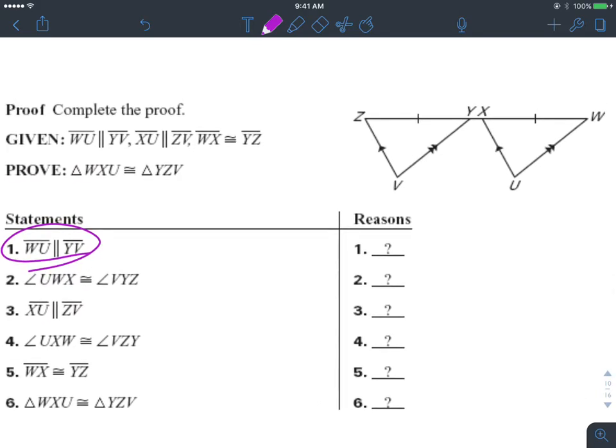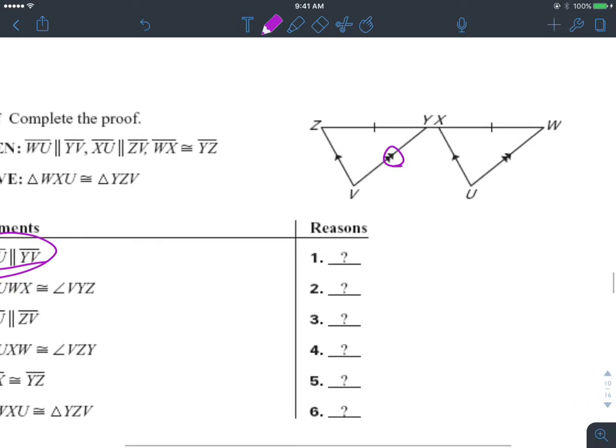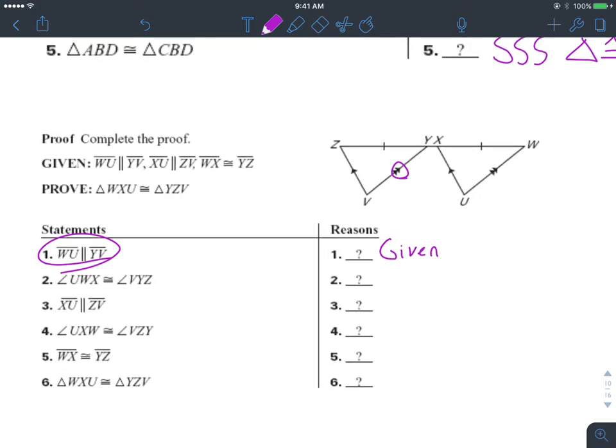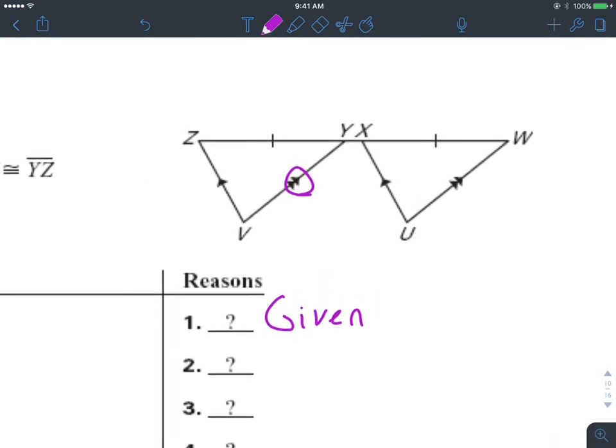So notice here that you have WU parallel to something. Okay, so that's this little mark in here. These two segments here are going to be parallel to one another. So that was given to us. Now we got to think back to the last unit here. Now we're going to say basically angle WXU is congruent to VYZ. So that basically means these two angles right here.